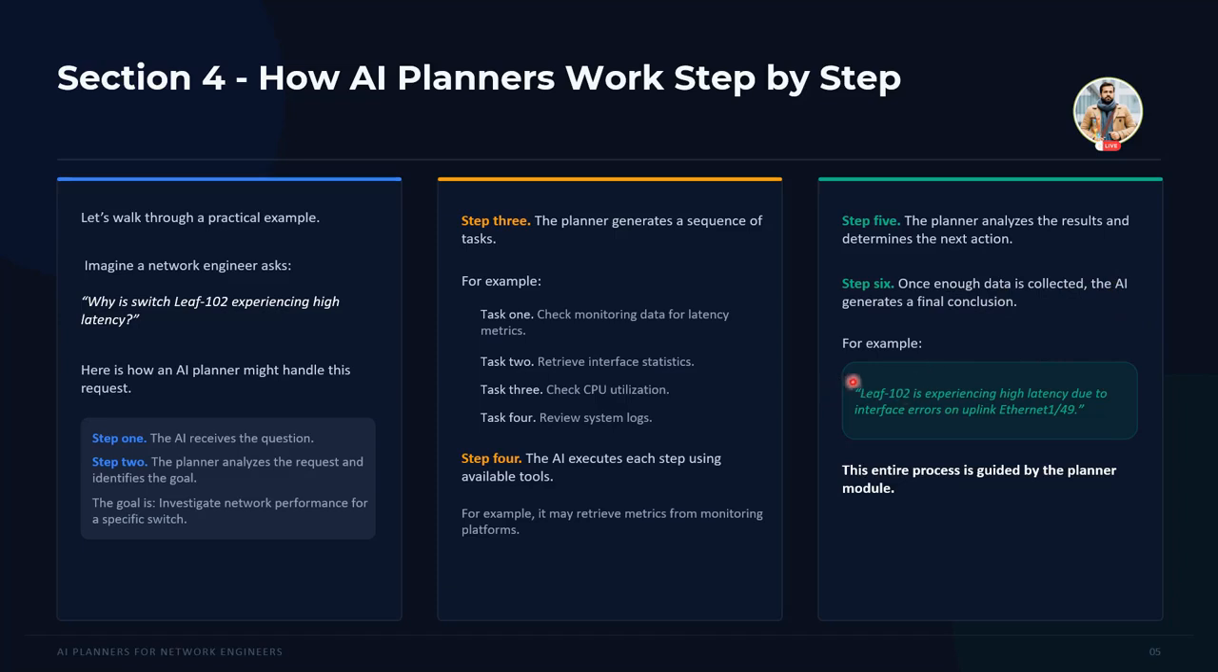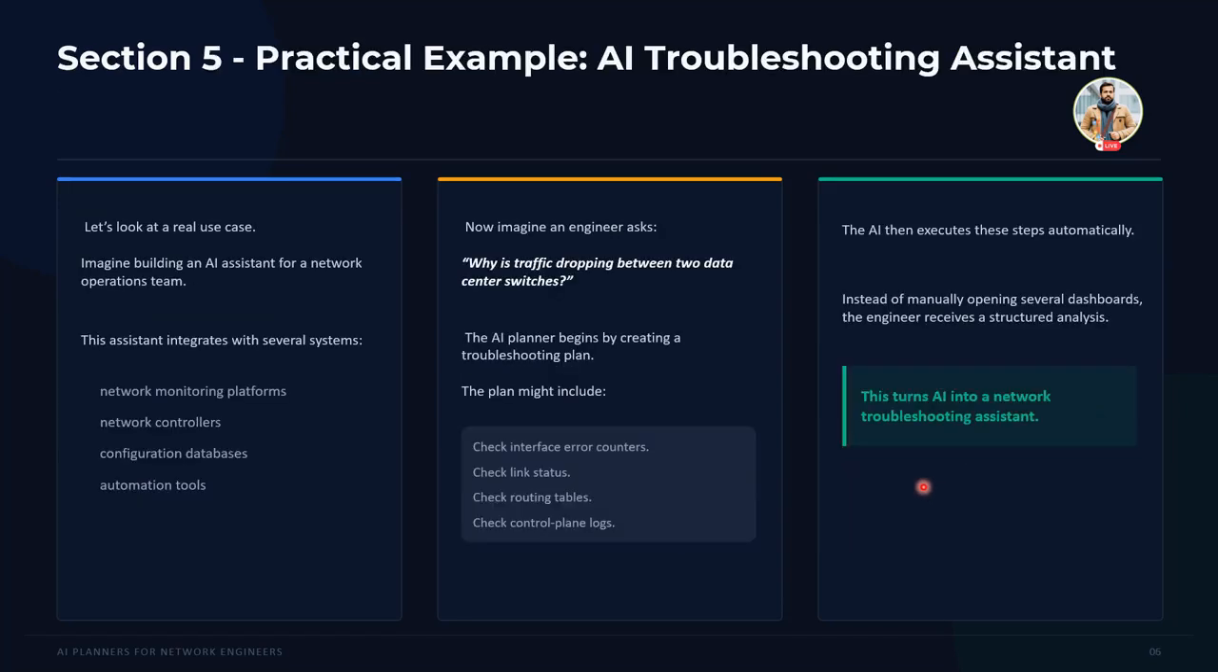And what does that final conclusion look like? Something like Leaf 102 is experiencing high latency due to interface errors on uplink Ethernet 1/49. A specific actionable answer backed by real data from your environment. That is dramatically different from an AI just saying, high latency can be caused by interface errors, CPU overload, or routing issues. Completely different. One is a generic answer, the other is an actual diagnosis. And that is the difference the planner makes.